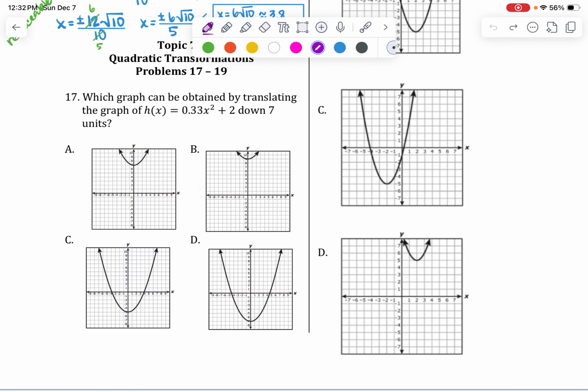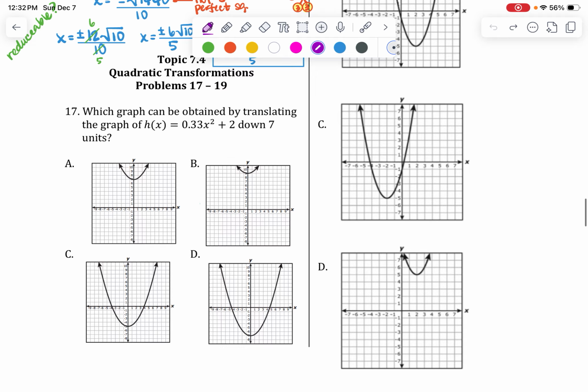All right, you guys, making our video for topic 7.4. This is the transformations day where we move parabolas up, down, left, right, vertically stretch and compress them. Most of this could be answered in Desmos if you wanted to spend the time typing it in, but almost all of this should just be logic based if you know your transformation rules.